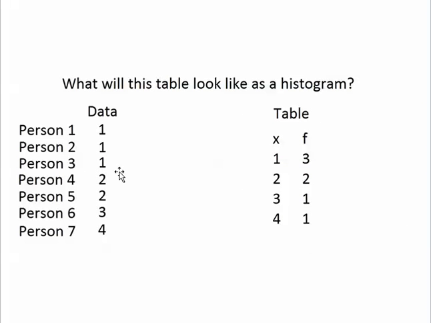Here's another data set, and here's the table that summarizes the data set. And once again, we'll change this table into a histogram. We can see that this table is showing that we have 3 1s, 2 2s, 1 3, and 1 4 in the data set. So 1 appears 3 times, it has the largest frequency. 2 only appears 2 times, so it has a lower frequency. And 3 and 4 have the lowest frequencies because they only appear 1 time.